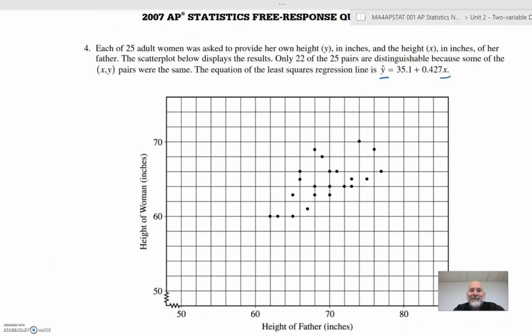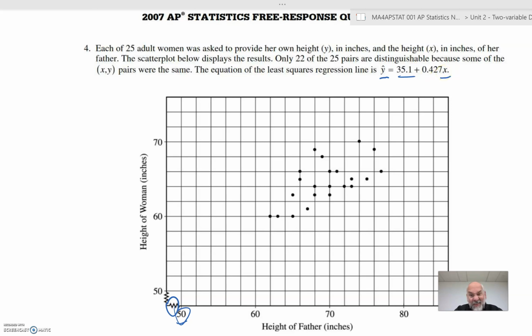They've done this before. It's a little tricky because people look at the y-intercept and think they need the y-intercept. But remember, there's a break right here. You can't go to 35.1, not only because it's not on the graph, but because 35.1 is when x is 0, and this is x equals 50. So that would be way over to the left on this one. Instead, I'm just going to plug in a couple numbers.